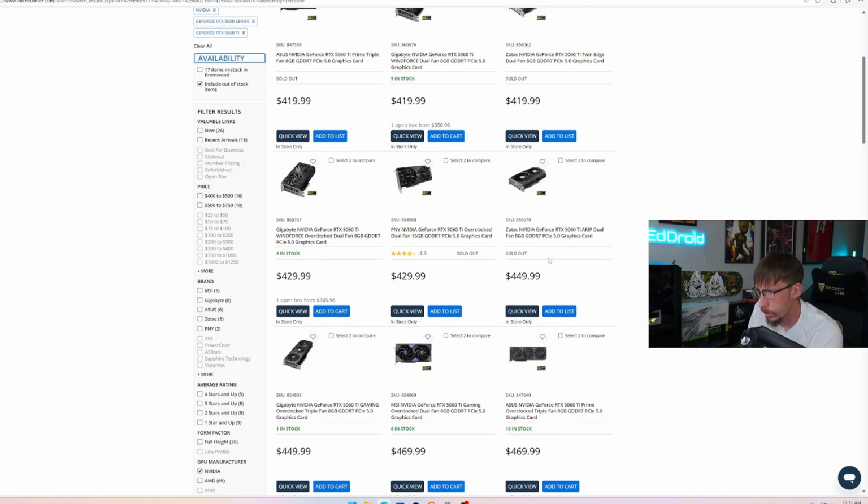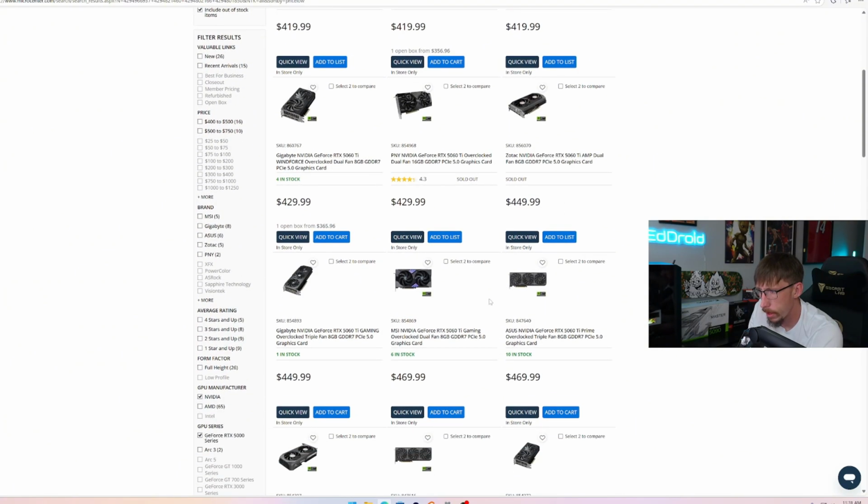So it looks like the first 16 gigabyte one in stock is this one down here for 470. Oh my God. Hold up, 450 right here. That's just ridiculous. I'm not going to lie. We got to hope for some 9060 XT love. Hopefully those come in at a decent price.